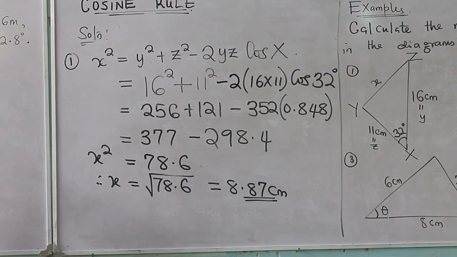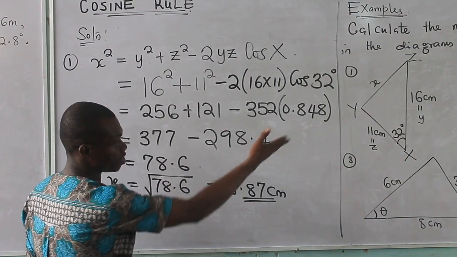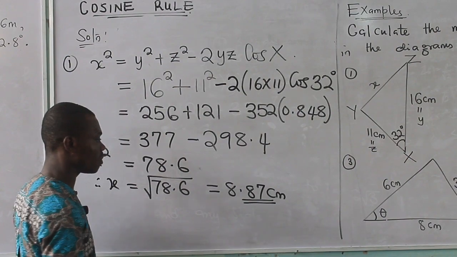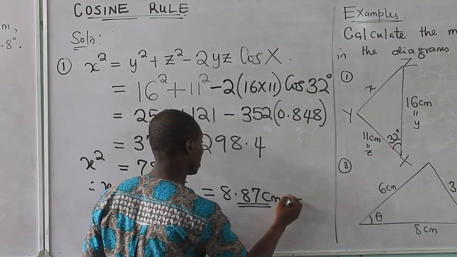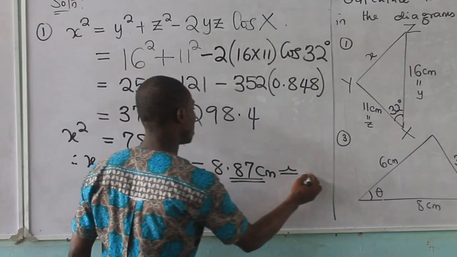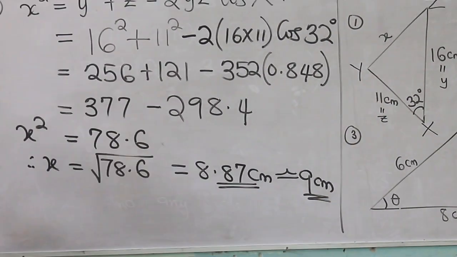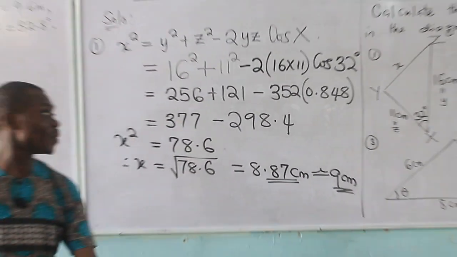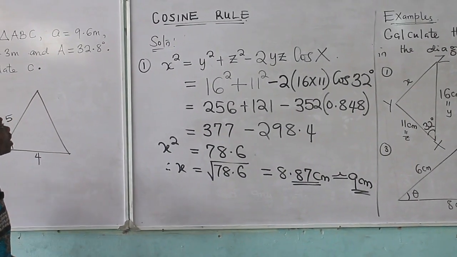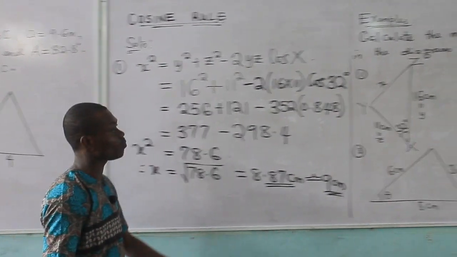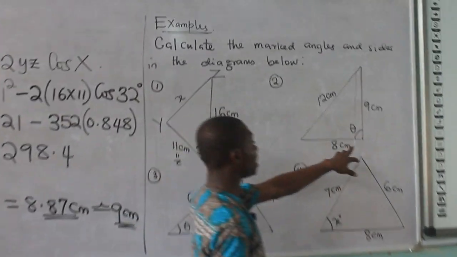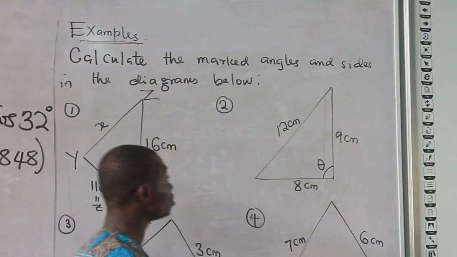Okay, so, and if we choose, since all of those are in whole numbers, we can choose to put this one in whole number also, and that will be approximately 9 centimeters. So that is the solution for example 1. Okay, so and for example 2, you are asked to find an angle. Okay, so what do you do here?